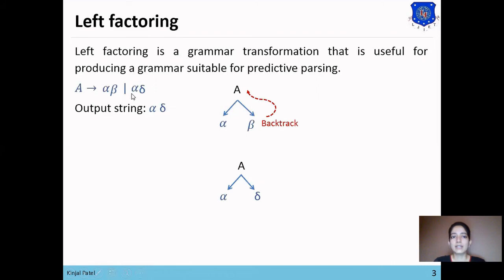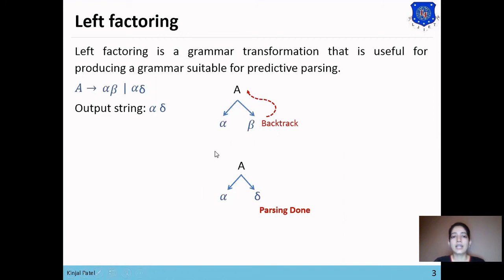Next it will try alpha delta. Then again it compares alpha with the output string. So alpha equals alpha, match. Then delta equals delta, match. So now the parsing has been done successfully.